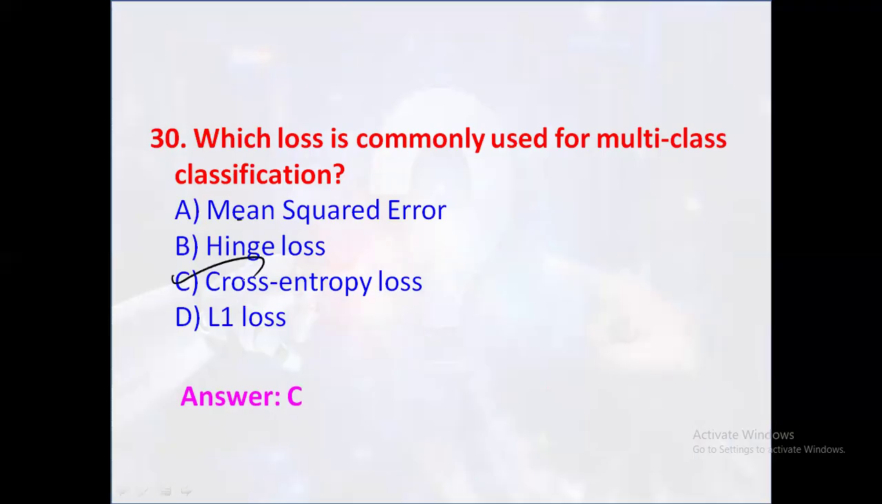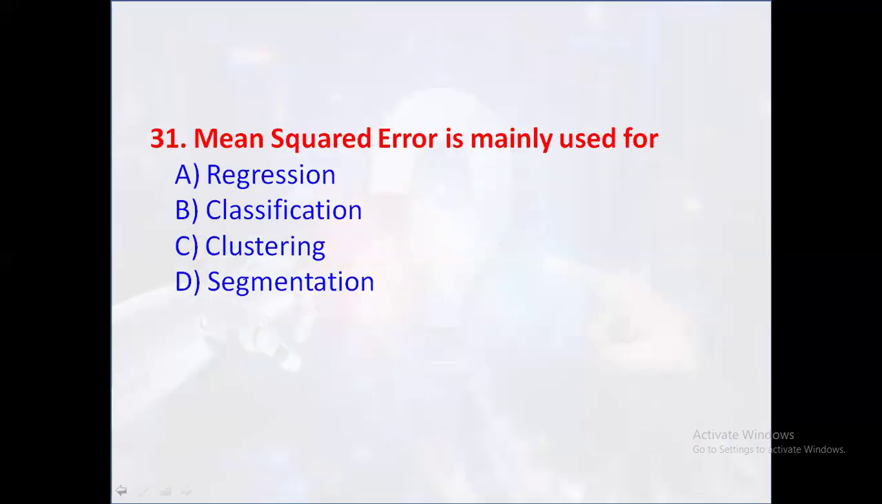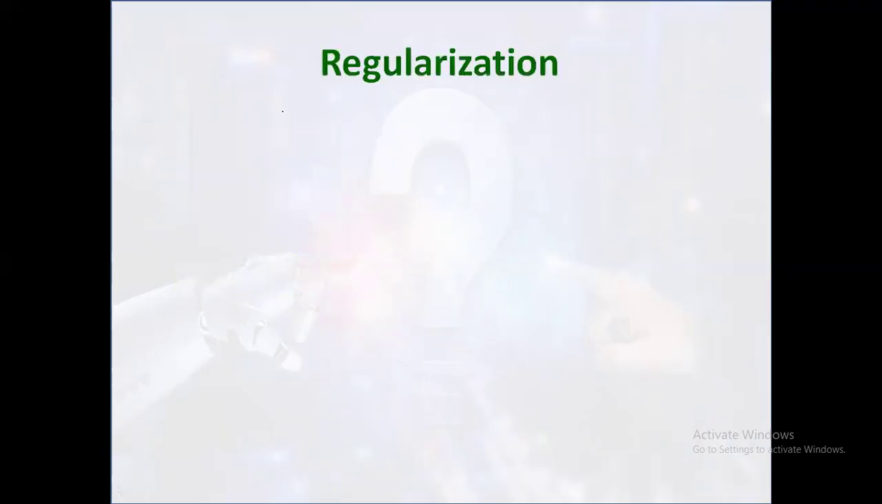cross entropy loss. Next, mean squared error is mainly used for regression, classification, clustering, segmentation. What is the correct answer? The answer is regression; mean squared error means we have to remember regression.